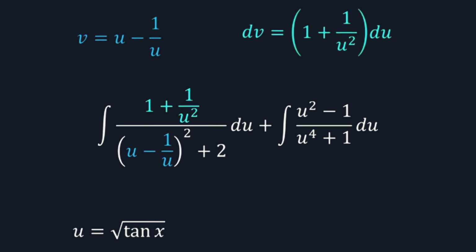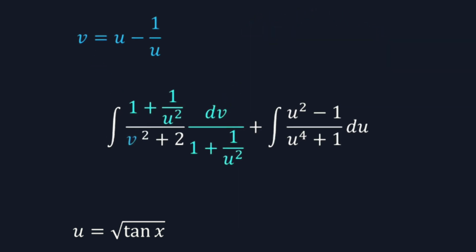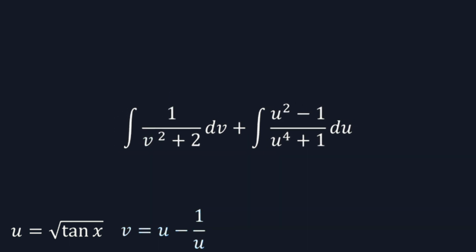After solving for du in terms of dv, and plugging both v and du back into the integral, and making some simplifications, we end up with the following transformed integral, which was our second transformation. First, we went from the x domain to the u domain. Now we're going from the u domain to the v domain.